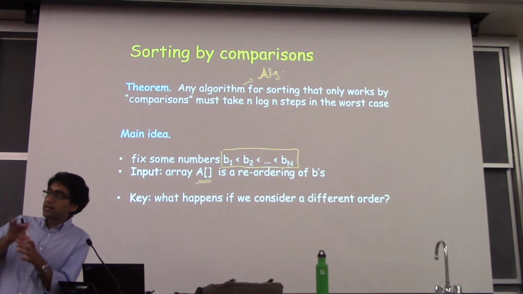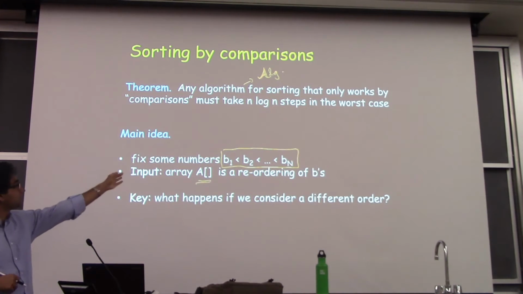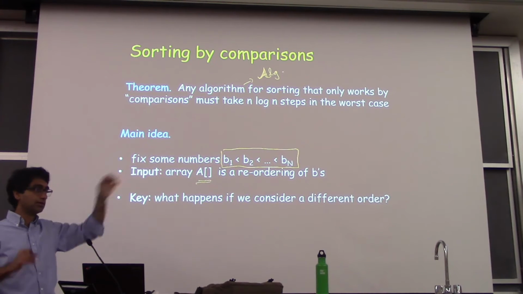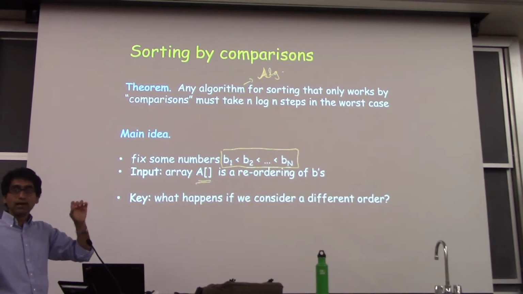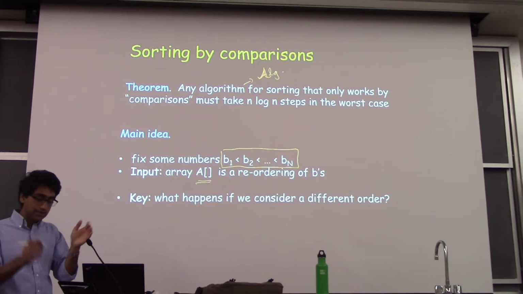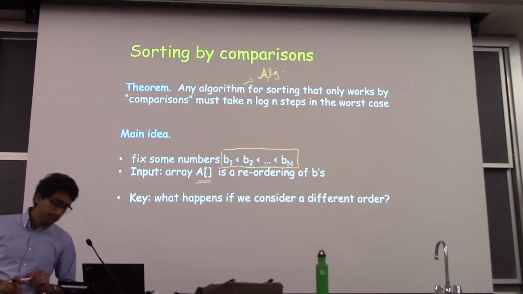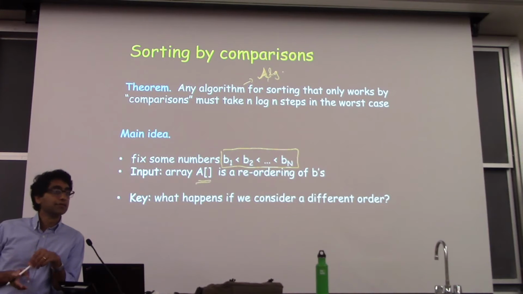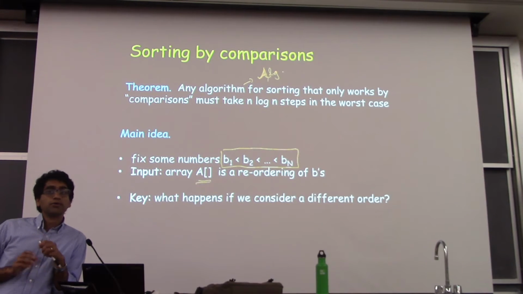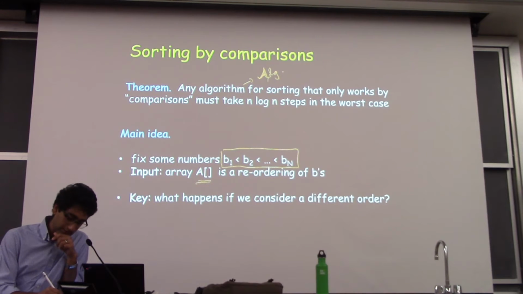I'm going to give it as input these numbers b, but in some jumbled order. The b's are these numbers that are nicely in sorted order, and I'll permute them and produce this array A. So it's a reordering of these b's, and this A is input to ALG. Now, how many such inputs are there? Every input is just a reordering of these n numbers. So there are exactly n factorial possible inputs.